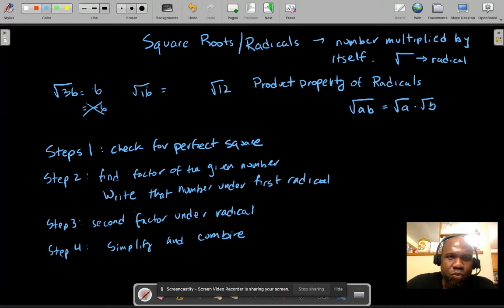Again, square root of 16, we know what that is. That's going to be 4, because a number multiplied by itself to get 16 is 4 times 4, so 4 is going to be pulled out. Now let's look at the square root of 12.